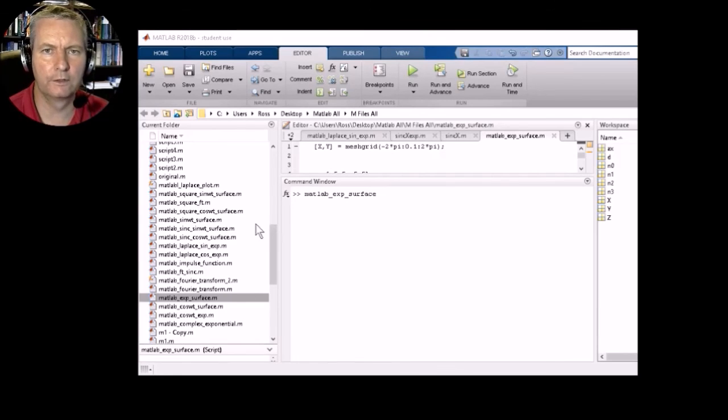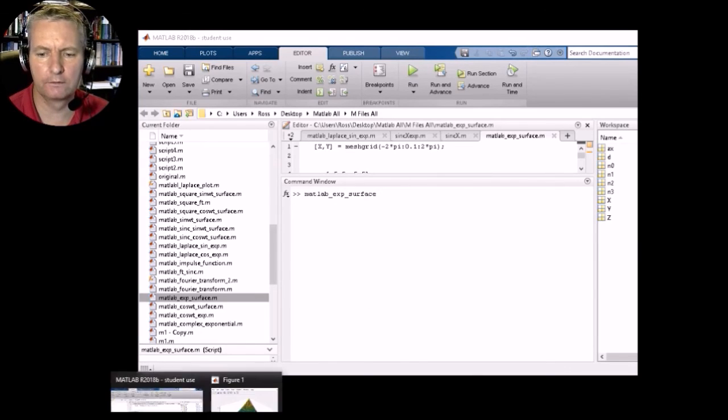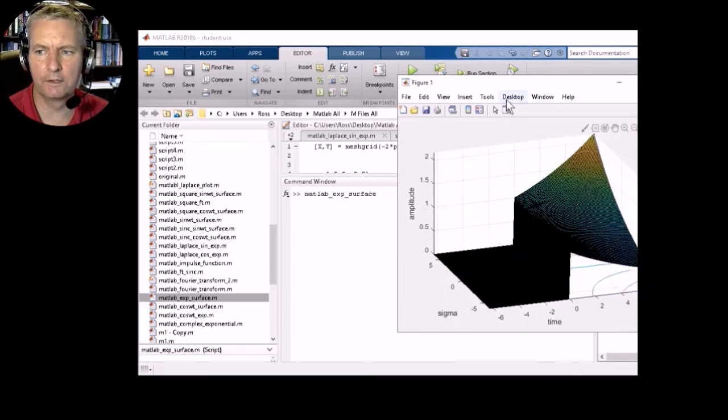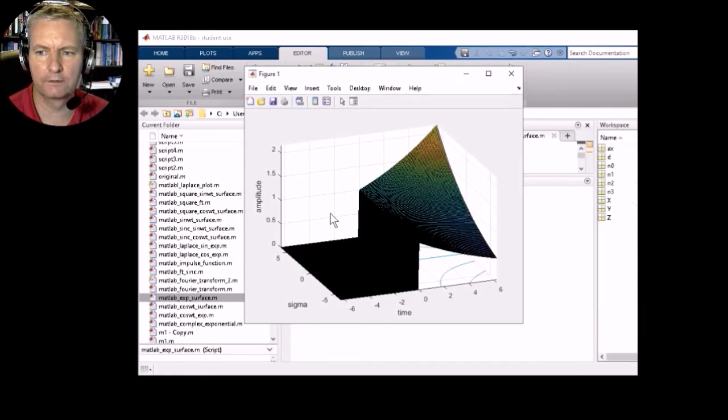So finally, let's look at this exponential surface. Now the Matlab file, it's called matlab_exp_surface, which is in the resources section. Well, whenever you run that, you get the surface here. Now it's a wee bit easier to see in the Matlab than it is to imagine it.